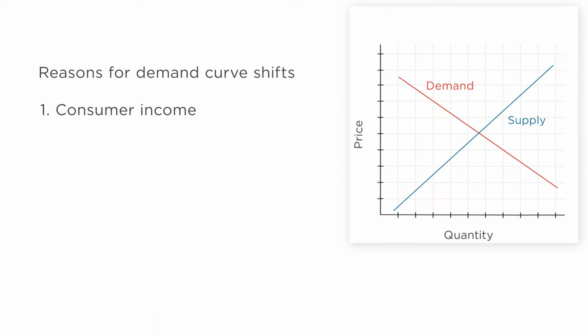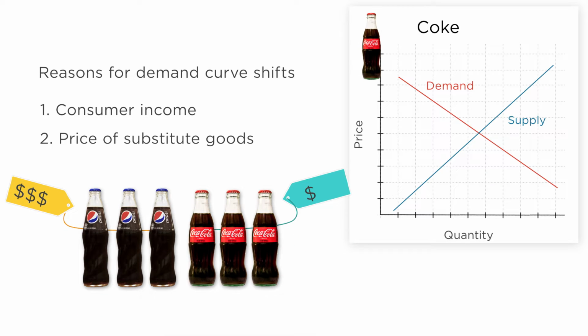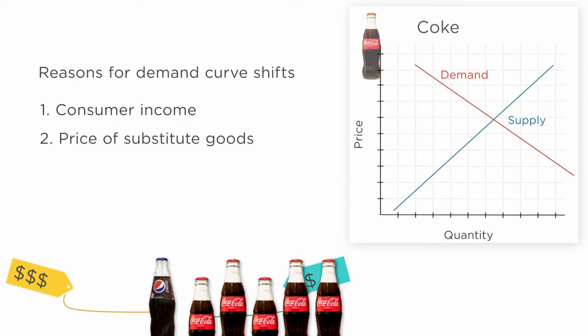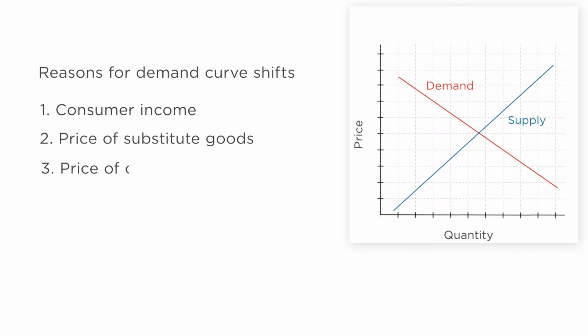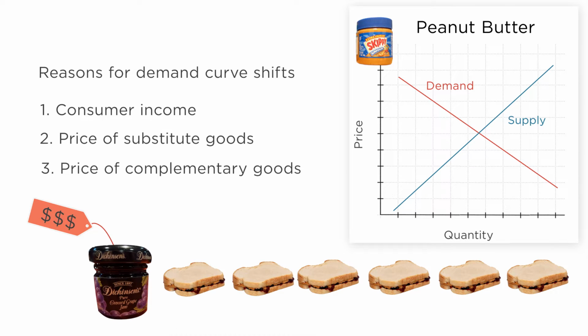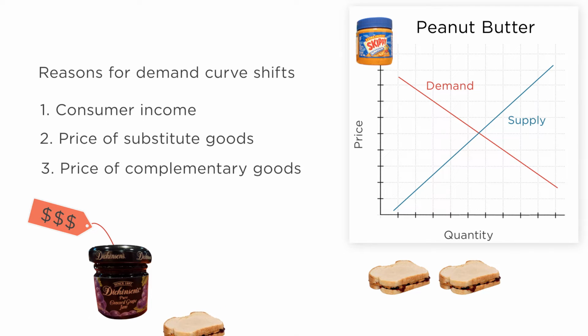Another reason demand can shift is because of changes in the price of substitute goods. If the price of Pepsi goes up, people will switch to Coke, so the demand curve for Coke will shift up. Similarly, demand can also shift up or down if the price of a complementary good changes. If the price of jelly goes up, then people will make fewer peanut butter and jelly sandwiches. As a result, the demand curve for peanut butter will shift down.